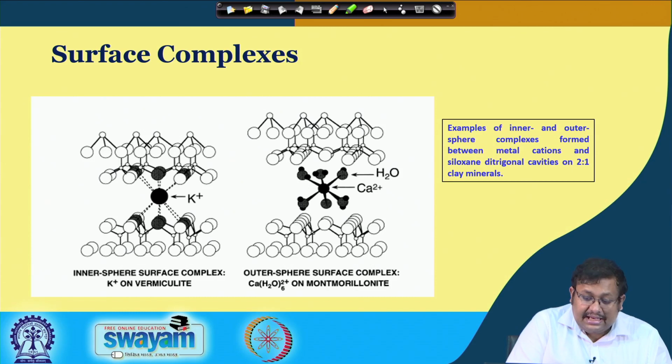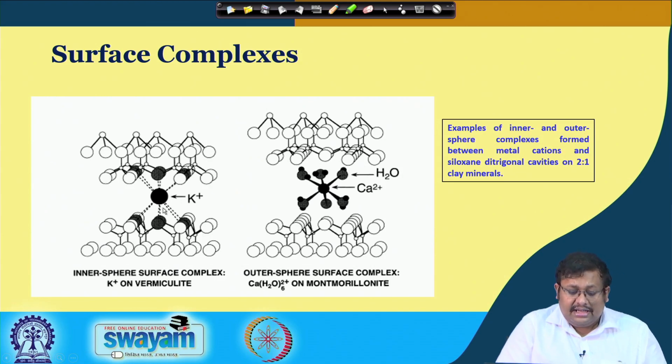Now, you can see in this potassium, this is an inner sphere complex. However, an outer sphere complex can be found in case of montmorillonite, where the calcium is present surrounded by water molecules. So, these are two different complexes: one is the inner sphere complex, and the other is the outer sphere complex. In case of inner sphere complex, there is no intermediate water molecule.